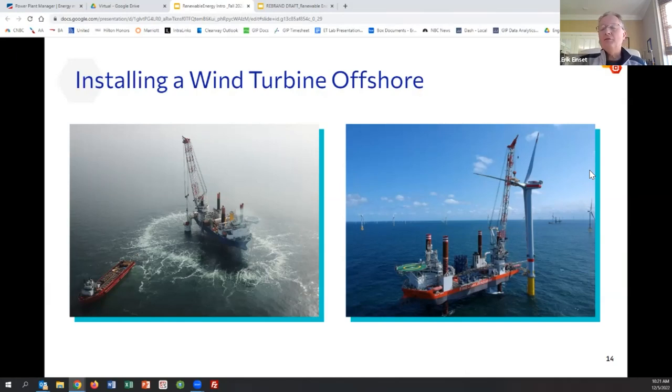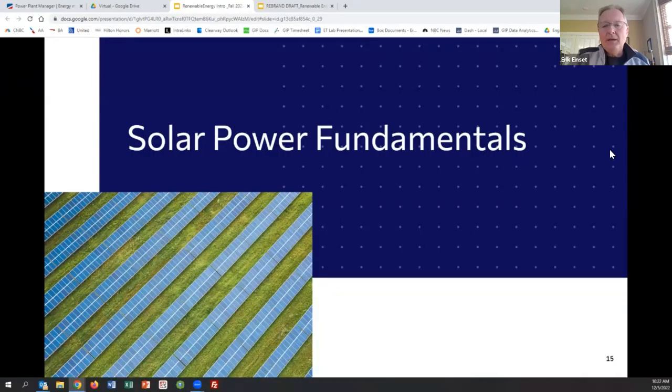So even offshore, one of the advantages of offshore wind is that there's more space. As long as your equipment is near the coast, you can put it on very large boats and you can assemble these things a lot easier, or at least with more space than onshore. So that's how wind works.